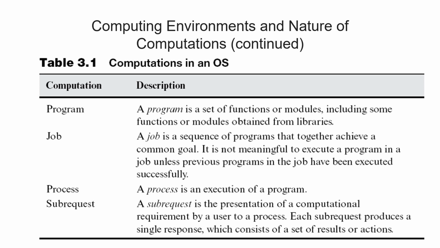Okay, now job. What do we mean by job? A job is a sequence of programs that together achieve a common goal. It is not meaningful to execute a program in a job unless the previous programs in the job have been executed successfully. Just remember, a job is nothing but a sequence of programs.